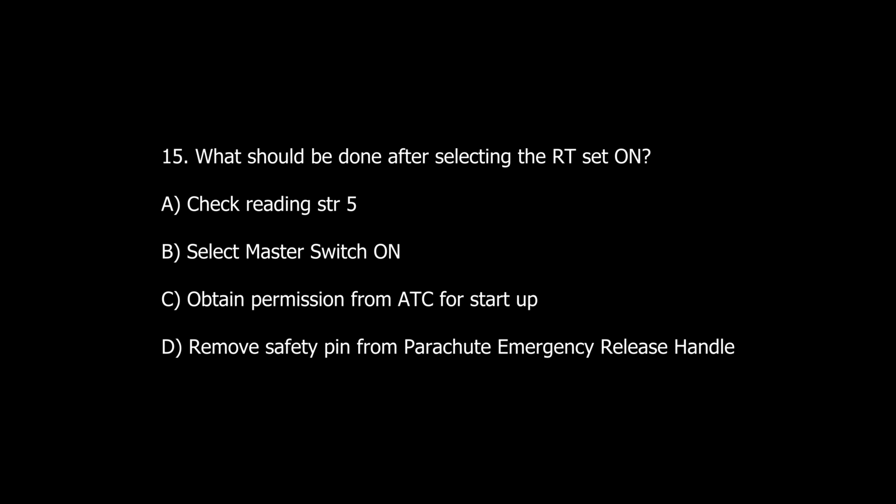Question number 15. What should be done after selecting the RT set on? A. Check reading STR5. B. Select master switch on. C. Obtain permission from ATC for startup. D. Remove safety pin from parachute emergency release handle.